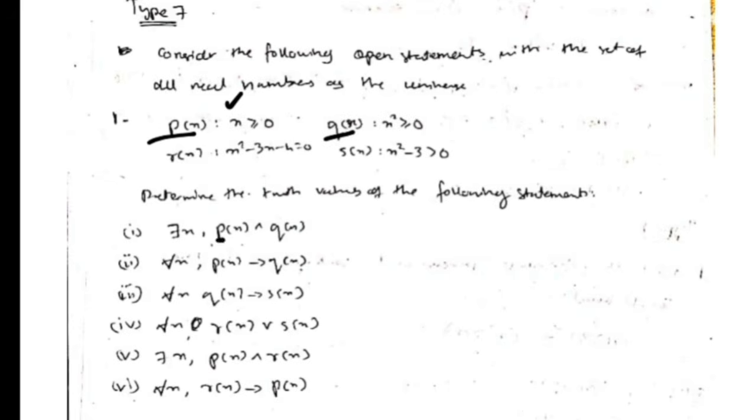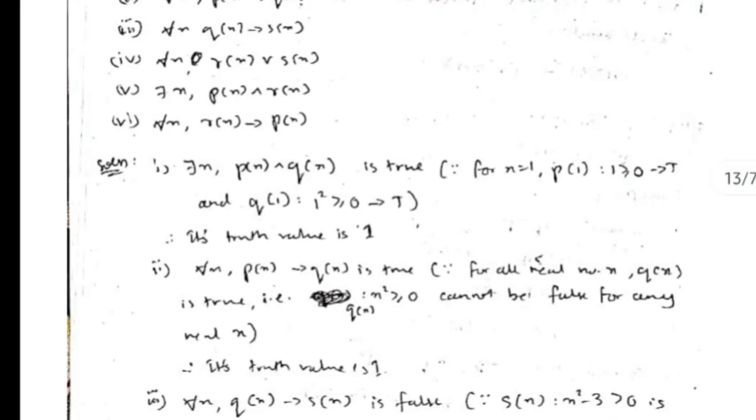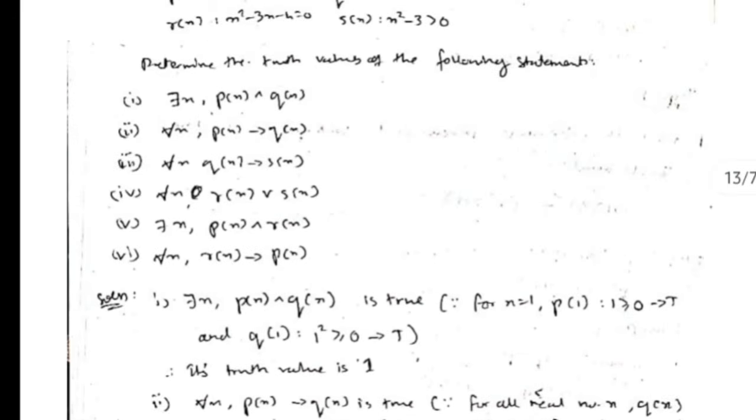Okay, so therefore p of 1 and q of 1 both will be true in this first case. So that same thing we will be writing here by taking 1 as an example. Its truth value is 1. Then after that the second question also is similar.